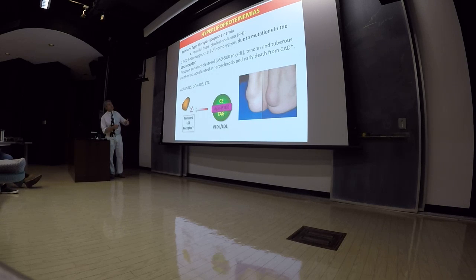Remember, anything greater than 200 is considered pathogenic. They can really soar up to 500 or so. Here are xanthomas, again, where cholesterol-rich particles accumulate, and this just happens to be in the heel. And of course, these patients will have a very early onset of atherosclerosis, and typically will die very early from coronary artery disease.